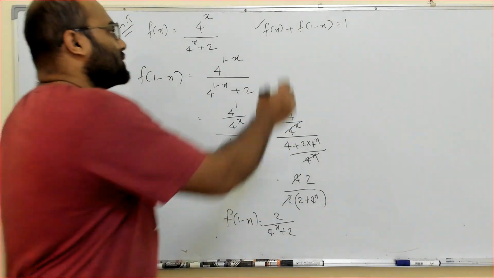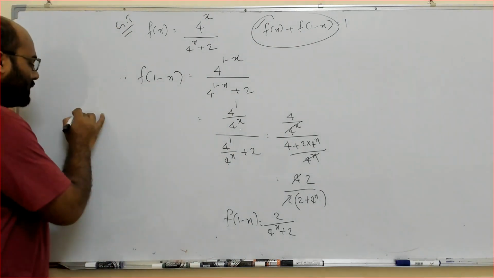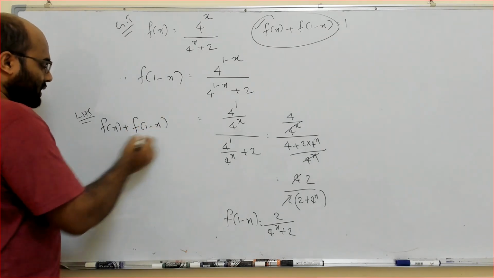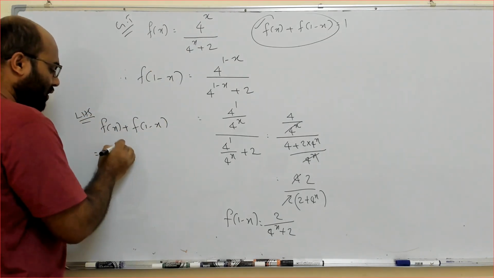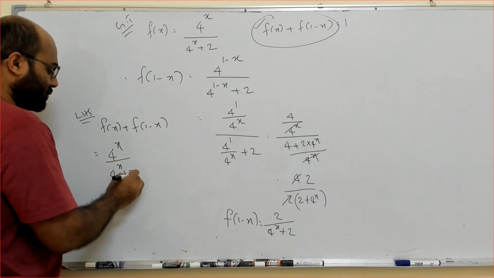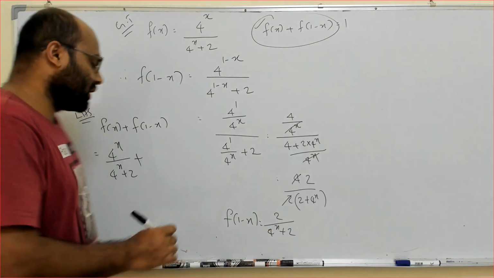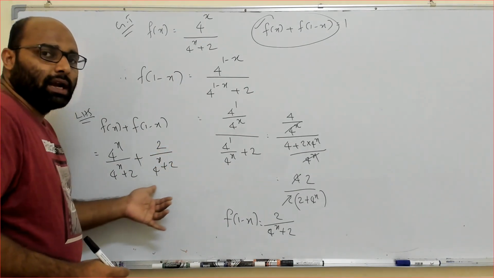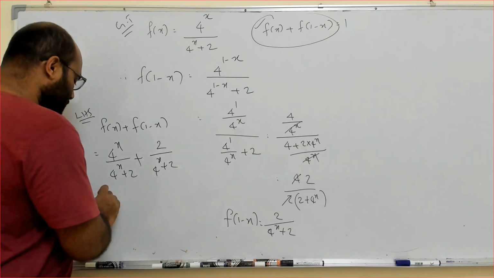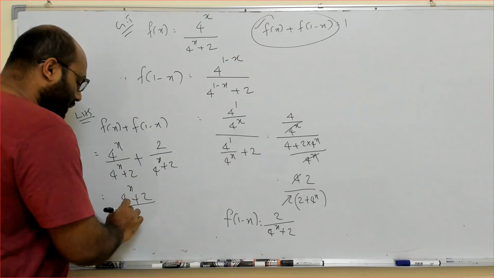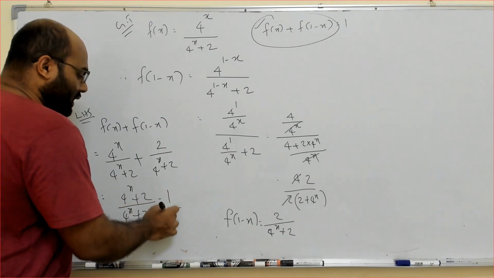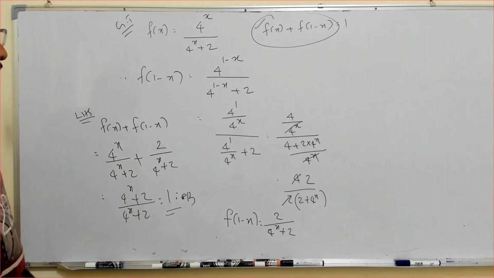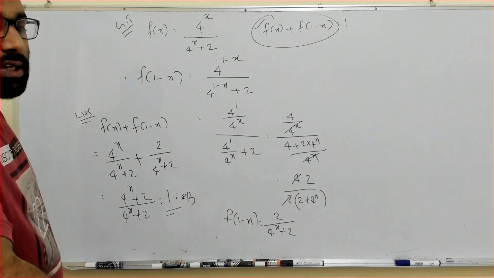Now this is our LHS, what we want to prove. So LHS I am writing: f of x plus f of 1 minus x equals, what is f of x? Already we have 4 raised to x by 4 raised to x plus 2, plus f of 1 minus x, which just now I got as 2 by 4 raised to x plus 2. Both the denominators are the same. So the numerator we can simplify, divided by 4 raised to x plus 2, equals 1. That is the RHS. I hope you understood it. More explanation not needed, I think. More questions will come. So please write it now, after this the next question.